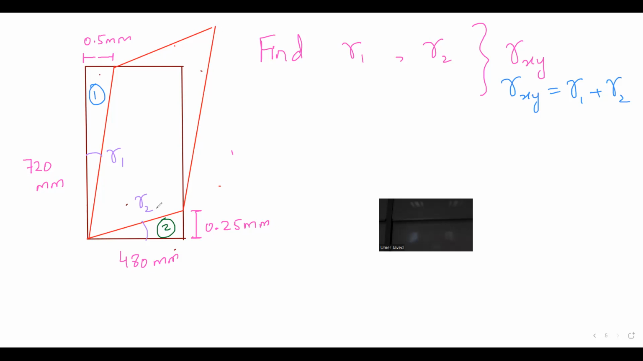Because it's a very small angle, and for small angles in radians, tan of an angle is nearly equal to the simple angle. Answers will be different. No. For very small angles, in that case, you just, okay, we will do it together.